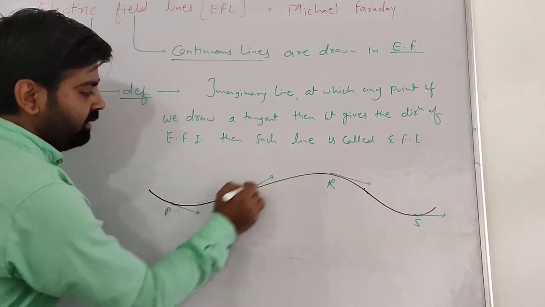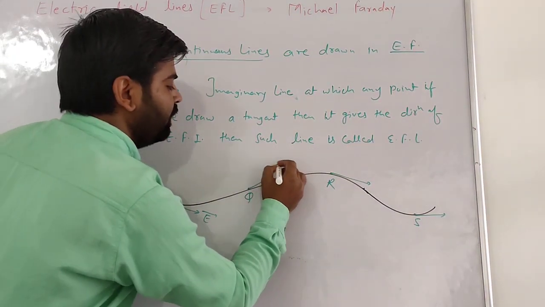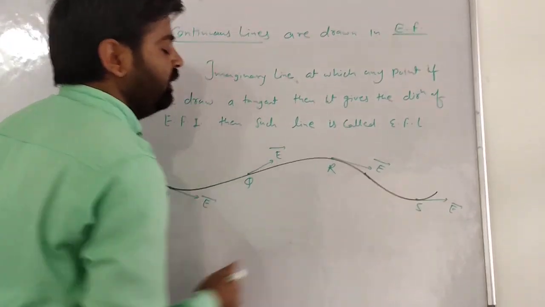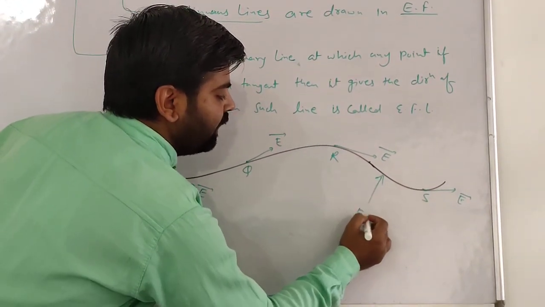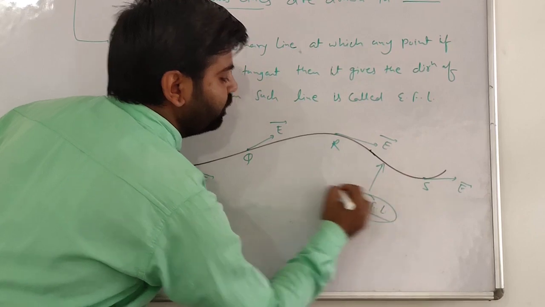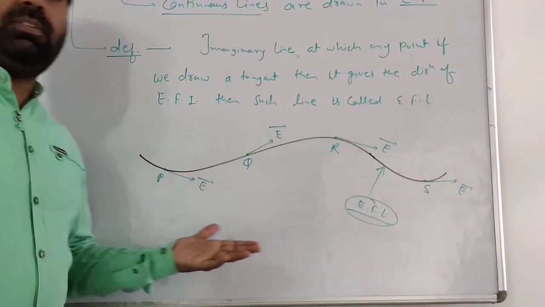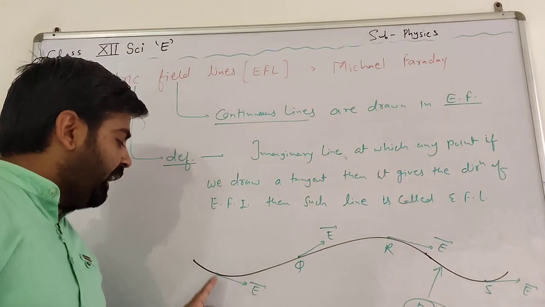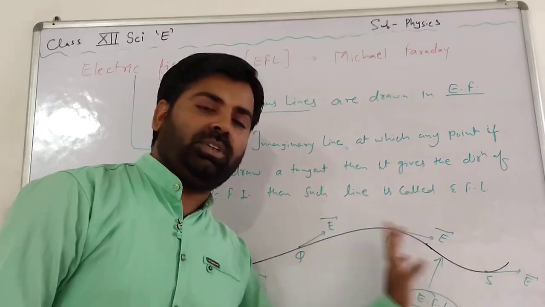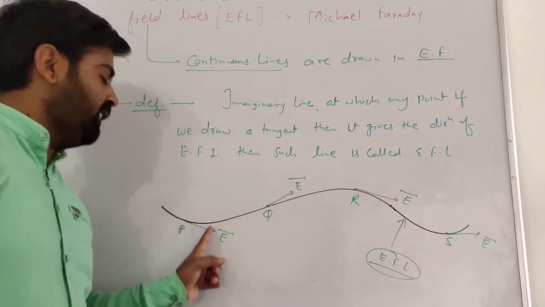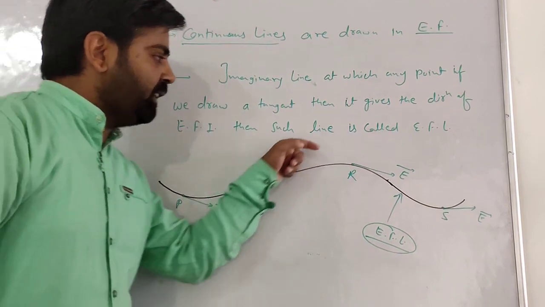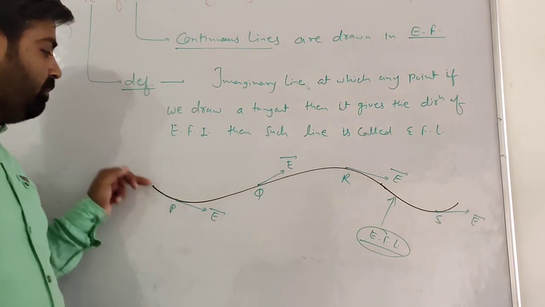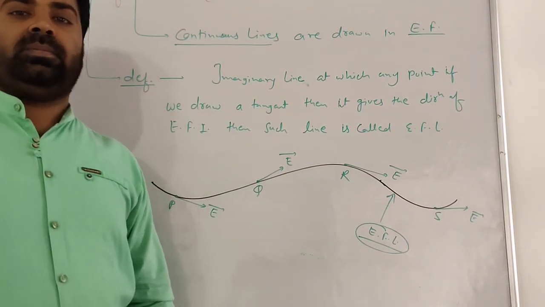Then such tangents give the direction of electric field intensity. Then this imaginary line is called an electric field line. So the definition of electric field line: it is an imaginary line in any electric field at which any point, we consider P, Q, R, S points, if we draw a tangent at P, Q, R, S points, these tangents give the direction of electric field intensity. Then such an imaginary line is called an electric field line.